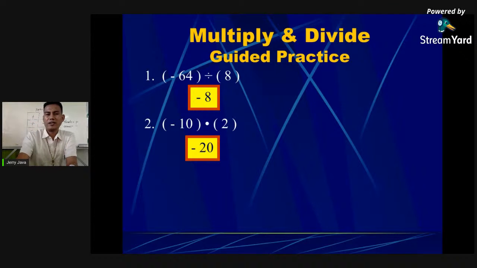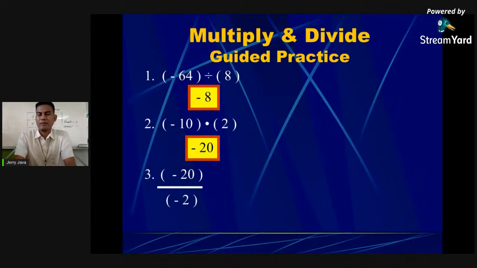Okay, number 3. Ready for number 3? Number 3, that's division. That's negative 20 divided by negative 2. 30 seconds. Wait for the bell before you type in your answer in the chat box. Negative 20 divided by negative 2.